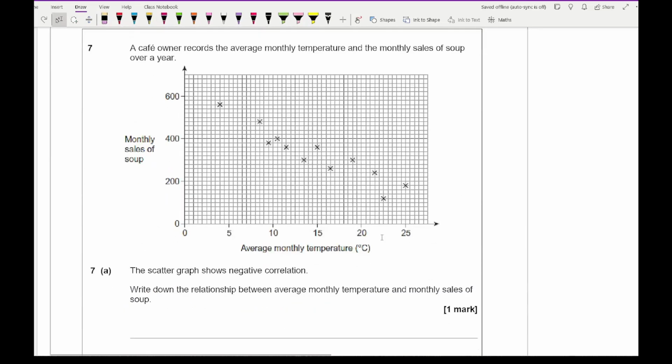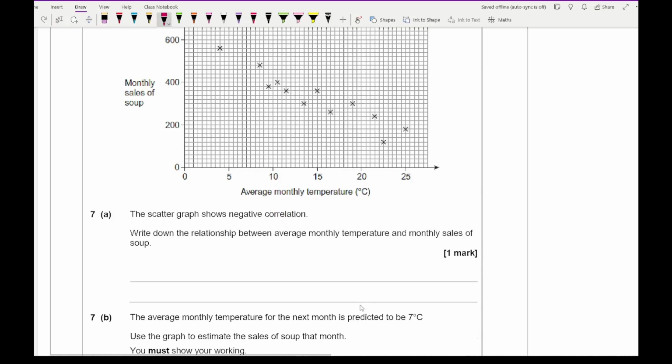Then moving on to our last question, it says that a cafe owner records the average monthly temperature and the monthly sales of soup over a year. The scatter diagram shows negative correlation. Write down the relationship between average monthly temperature and the monthly sales of soup. Now, because it's got a negative correlation, it basically means that as the monthly temperature increases, the sales decrease. So that's exactly what I need to write.